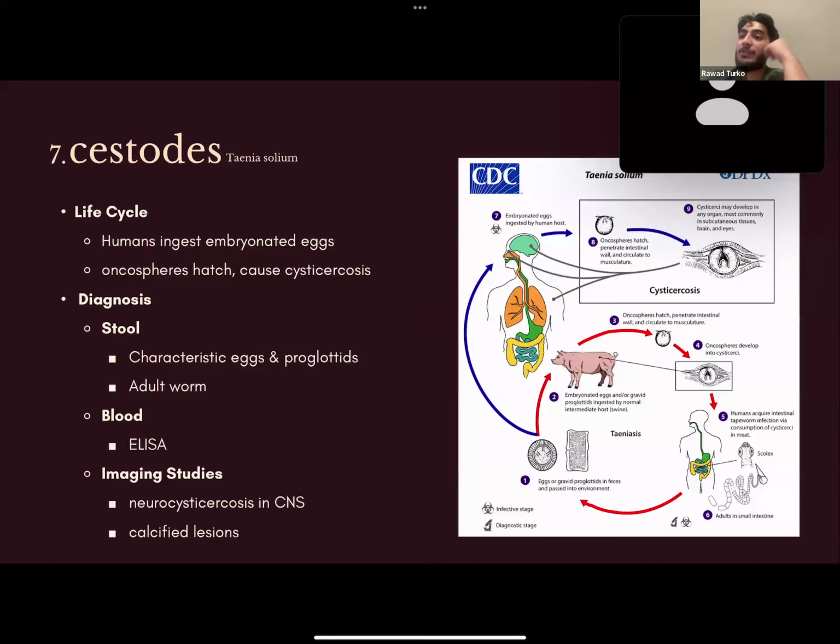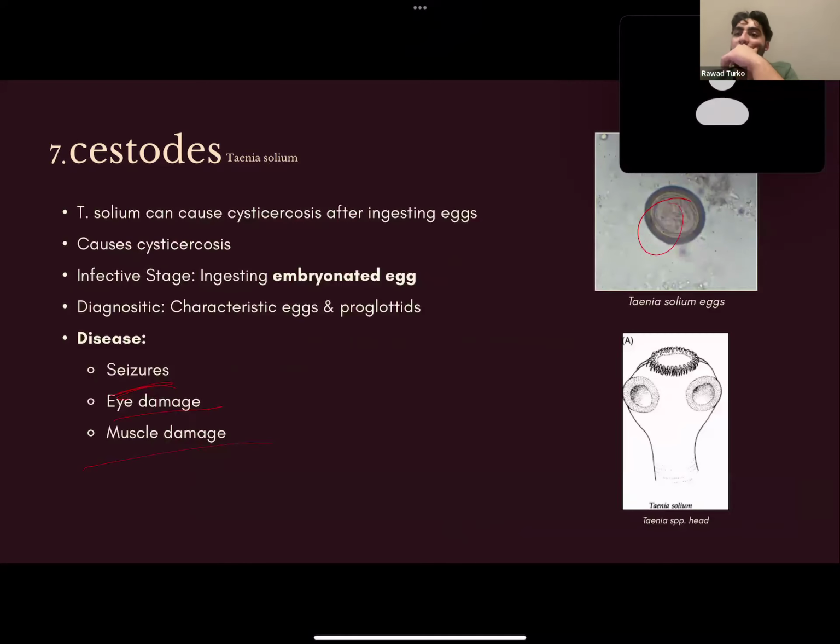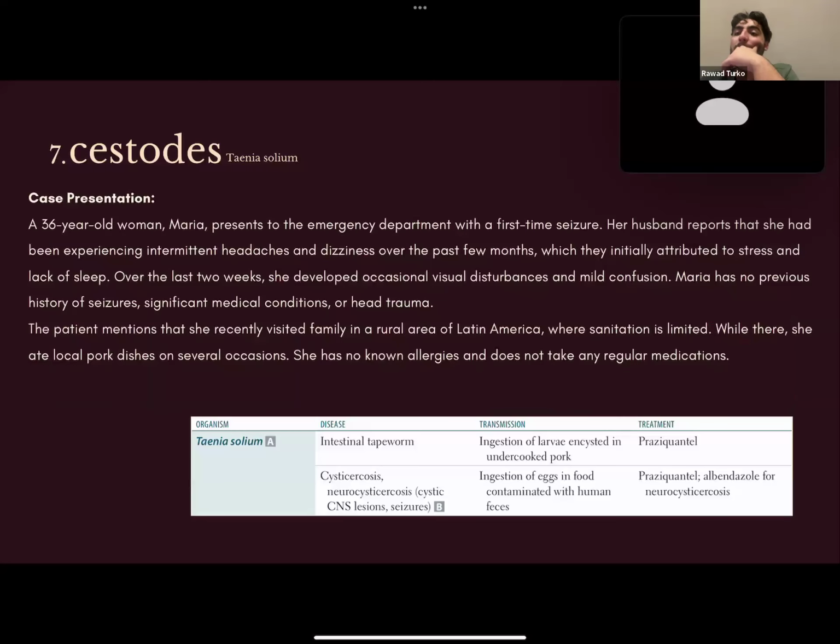So teniasis, the intestinal tapeworm, is only going to have intestinal symptoms. And 100% of the time when you get a question about teniasis, they're going to mention something about raw meats. You know, this person loves to eat raw meat, or enjoys raw steak, or eating raw pork, then this is probably teniasis. Cysticercosis would be more extra-gastro. It wouldn't really be gastrointestinal as much as the other symptoms.